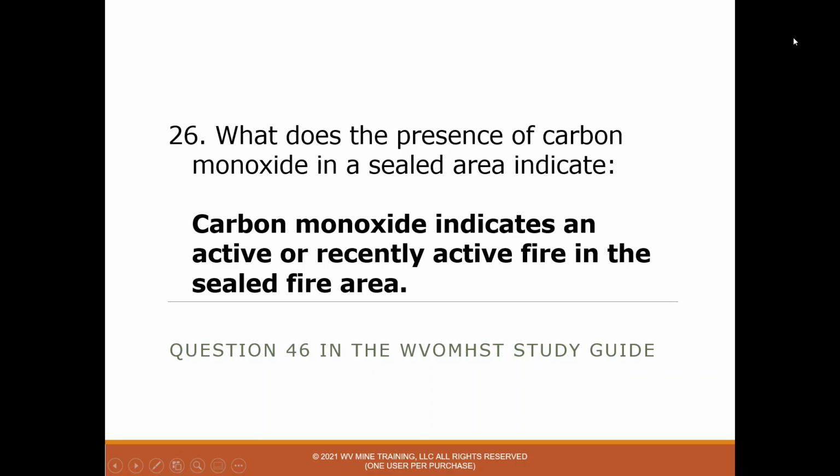Question 26. What does the presence of carbon monoxide in a sealed fire area indicate? And the answer is carbon monoxide indicates an active or recently active fire in the sealed fire area. Again, when the fire goes out, the carbon monoxide will not be there. It will break back down into oxygen and carbon. And again, I don't totally understand that real well, but when the fire goes out, you will no longer have carbon monoxide.